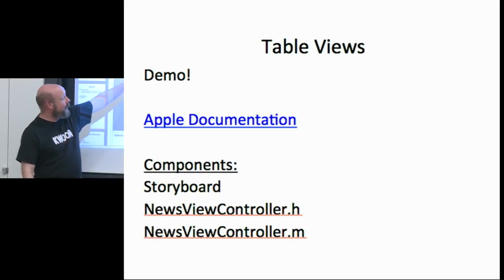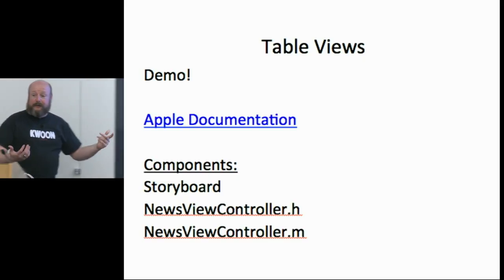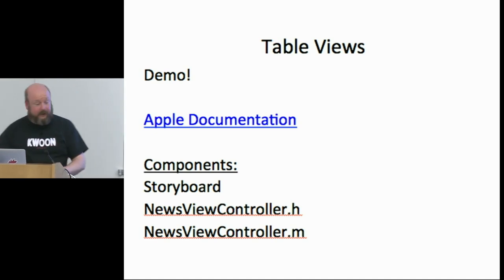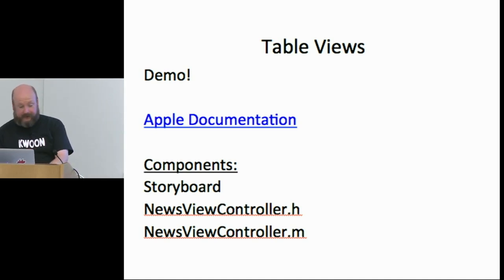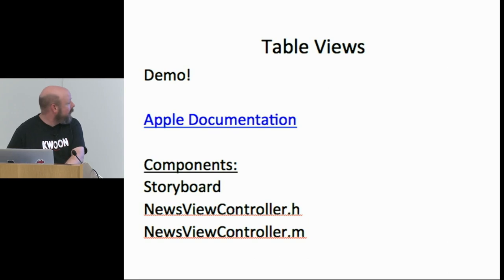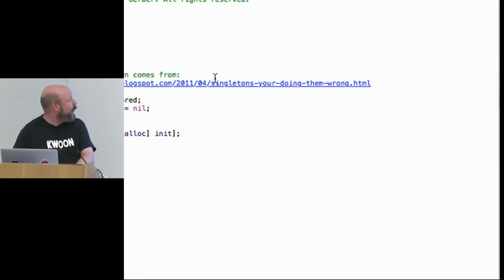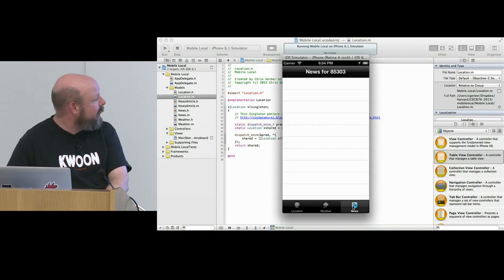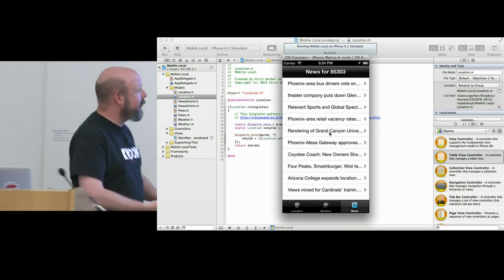So table views. Table views are lists of data. You might have seen it on your phone as contacts or something like that. I'm going to show you where I've used it for the news. And then we can look at how we got there. All right, so this time we actually got news.